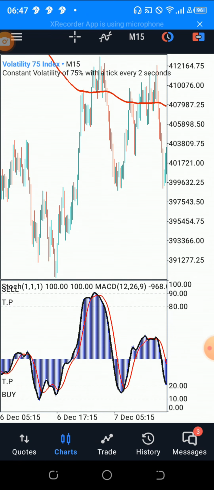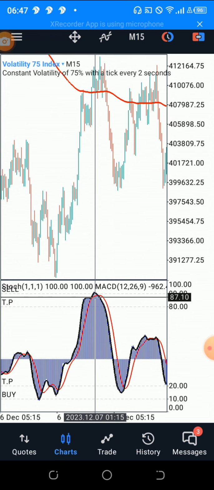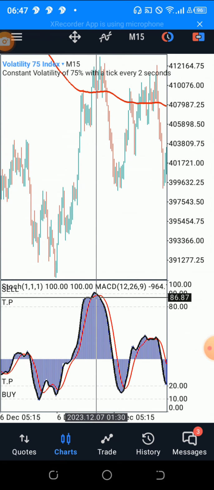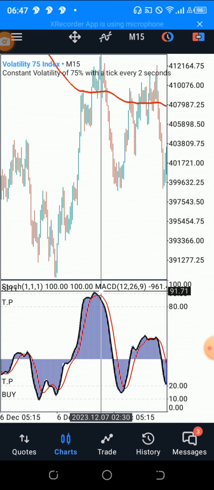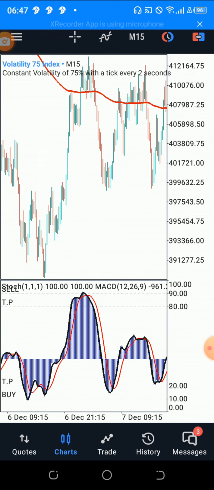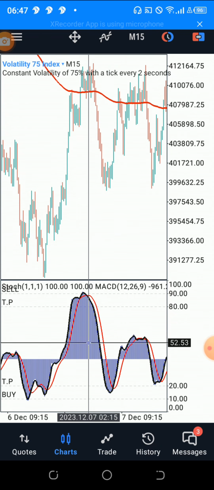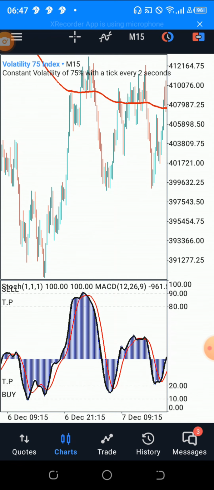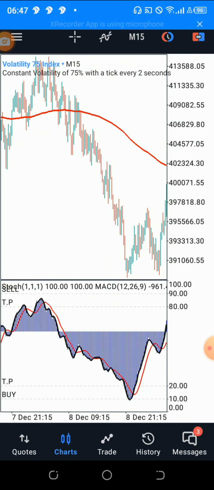Okay, here again we have a selling opportunity. There was a crossover while price had reached level 90 on the MACD. The black line reached level 90 and we had a crossover. Our stop loss was just above that level, and we can see how price quickly moved downwards and hit our TP. So that's how easy it is to use this strategy.